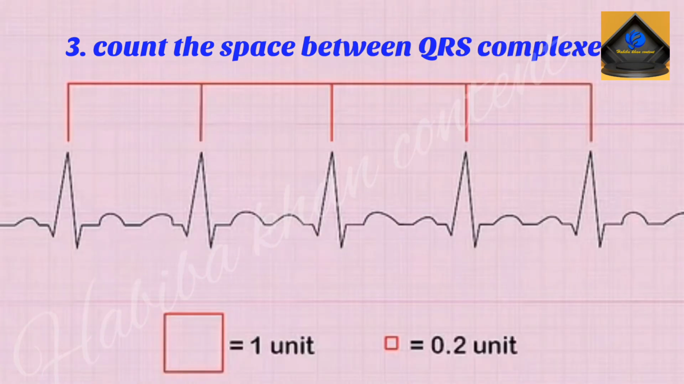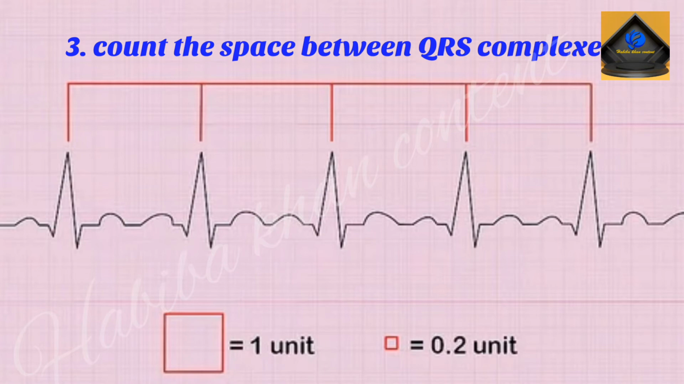Count the space between QRS complexes. The next step is to determine the number of large squares on the ECG trace separating one QRS complex from the next QRS complex. The ECG normally has both small squares and large squares. Be sure you are using the large squares as your reference point. Go from the peak of one QRS complex to the peak of the following QRS complex. Note the number of large squares separating the 2 points.